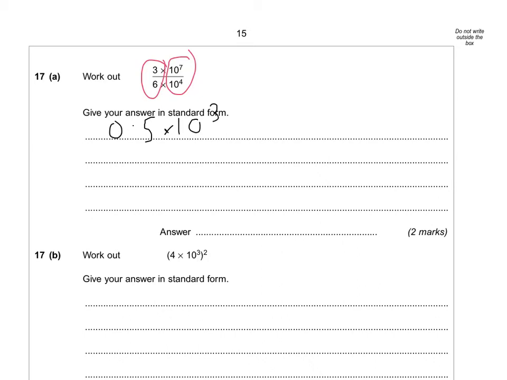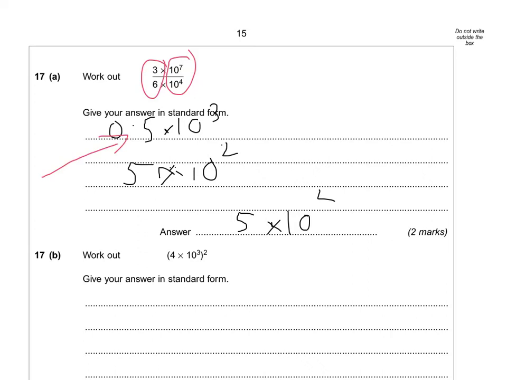Now that would get you 1 out of 2. The reason to get you 1 out of 2 is that there is not a number between 1 and 10. So a number between 1 and 10 would be 5 times something. So if you have to multiply 0.5 by 10 3 times, you're only going to have to multiply by 5 by 10 2 times. So it's 5 times 10 squared is the answer.